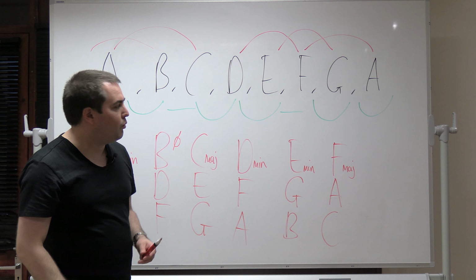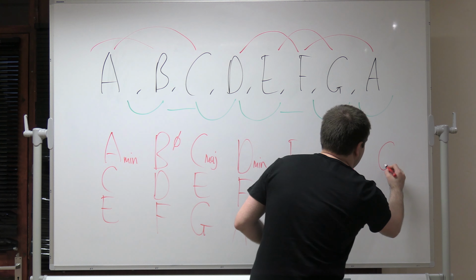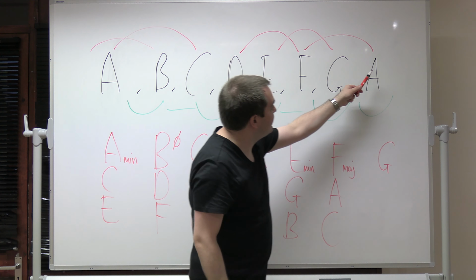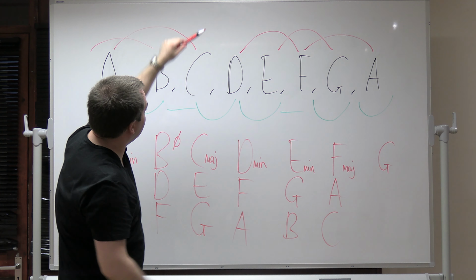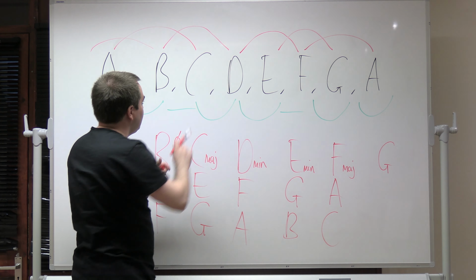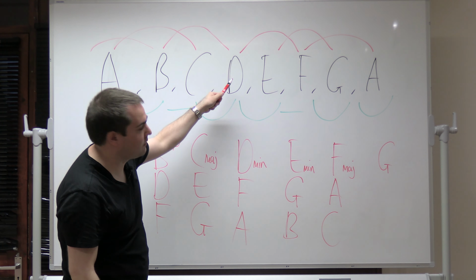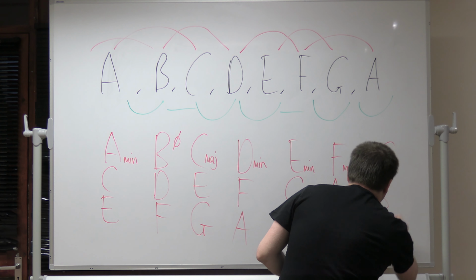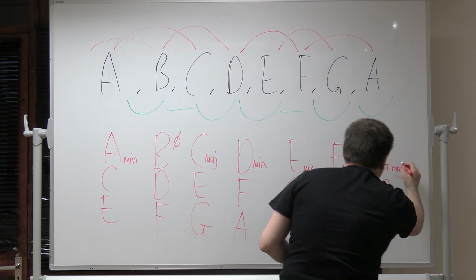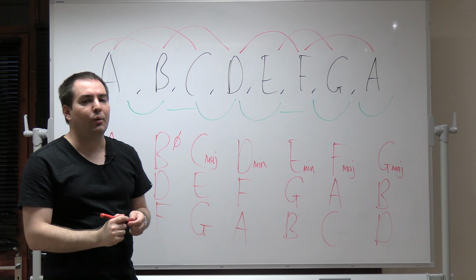One more to do. We've got G, that's the next note. So G, skip A, and go to B. So G, B, and then one more thing to do, skip C. So G, B, and D. And that makes up a G major chord. And there we have it.